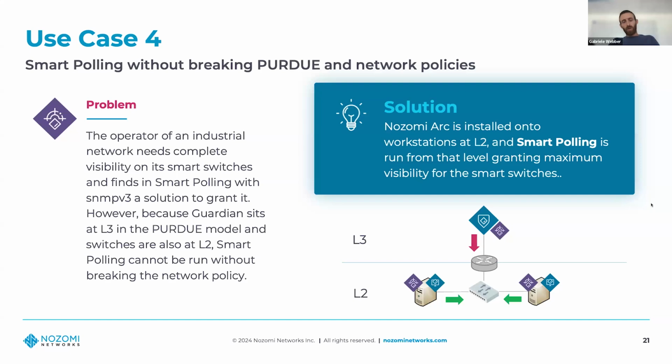So in this picture, on the bottom part, we see a Guardian trying to poll those workstations, but because they are separated by a firewall, because of network segmentation policies, we are not able to poll those devices. Now, for the first time, because Arc equips smart polling, we can act from the workstations themselves without going through any router. So basically, we can get maximum visibility without breaking any Purdue model or network policies.